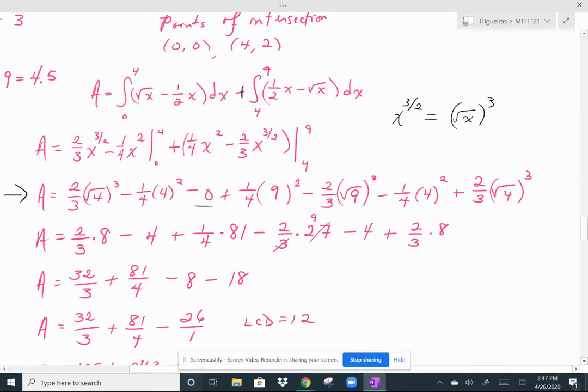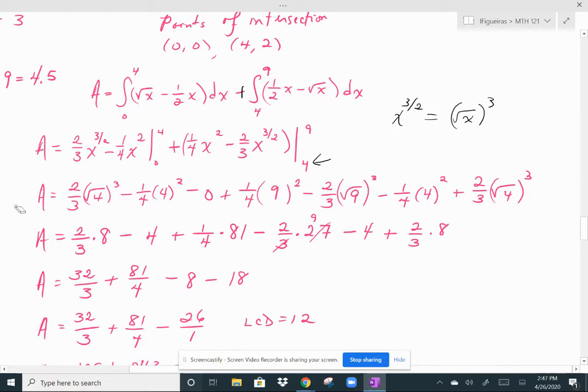Then we plug in our upper limit here for the second integral. So I have 1/4 9 squared minus 2/3 square root of 9 to the 3rd power, and then substitute in the lower limit. And when you do that, you have to subtract. So both terms change signs. So this one becomes a minus and this one becomes a plus. So it's minus 1/4 4 squared plus 2/3 square root of 4 to the 3rd power.